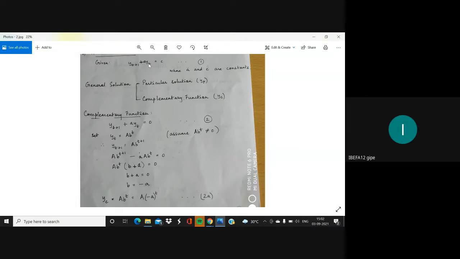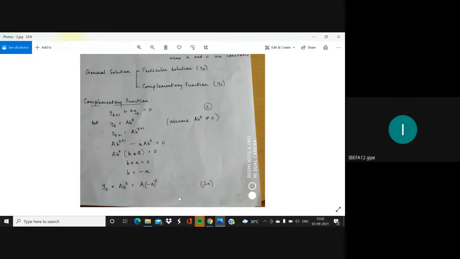So for the complementary function, just remember that we are assuming that y_t takes the value Ab^t. So here the value of y_t at time t, instead of Ab^t, we'll just put the value of b that we found, which is minus a, raised to the power t. So this becomes our complementary function. The value of our complementary function is equal to capital A into minus a to the power t. So we got one part of our solution.